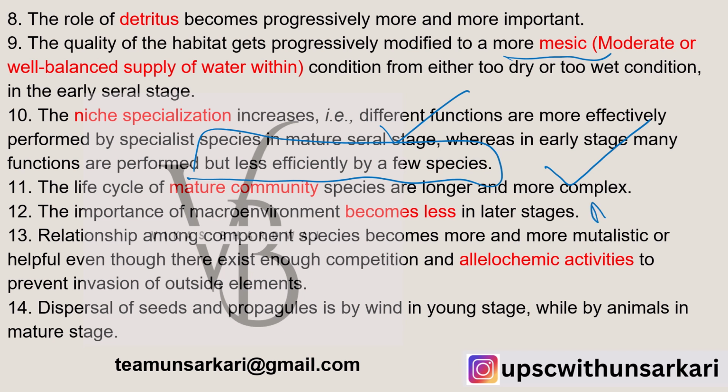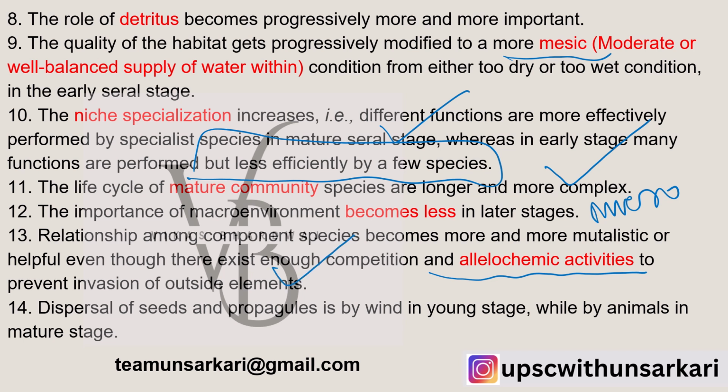Okay, the micro environment becomes more important and the macro becomes less important. Relationships among component species become more and more mutualistic and helpful, even though there exists competition and allelochemic activities. That means certain kinds of chemicals are released by the organisms in order to protect themselves, in order to attract something, in order to survive, in order to adapt. That is what is called allelochemic activities, to prevent invasions of outside elements.